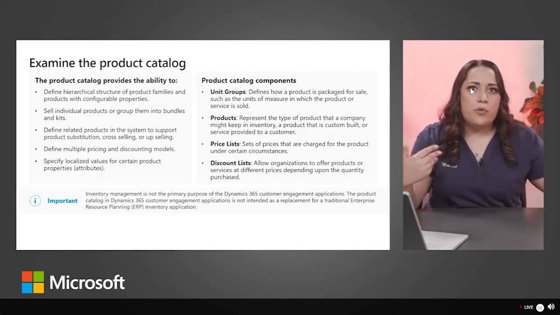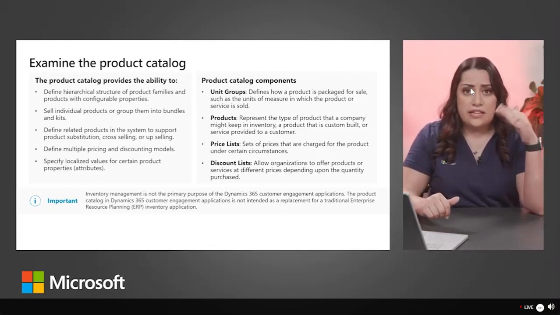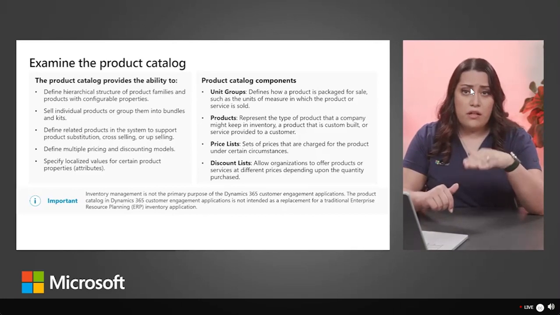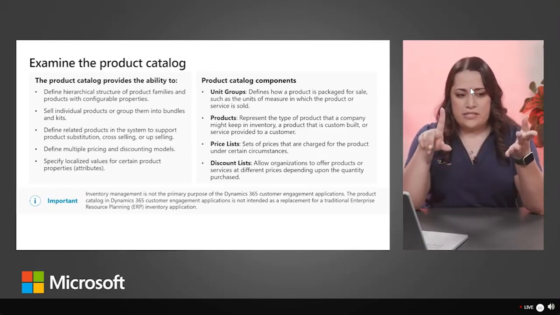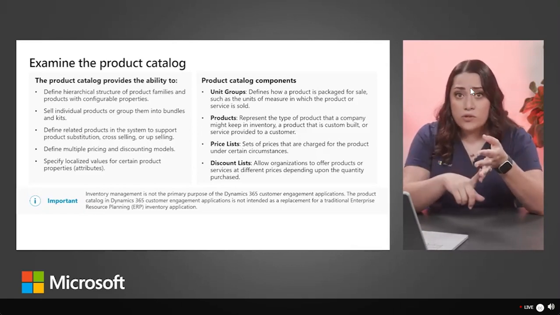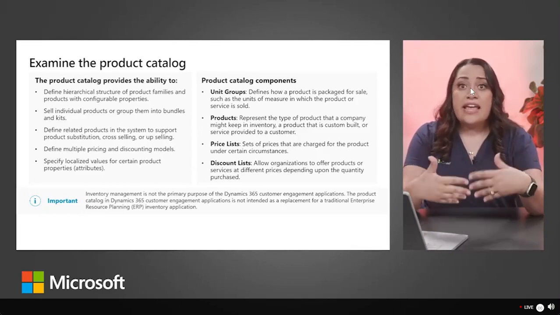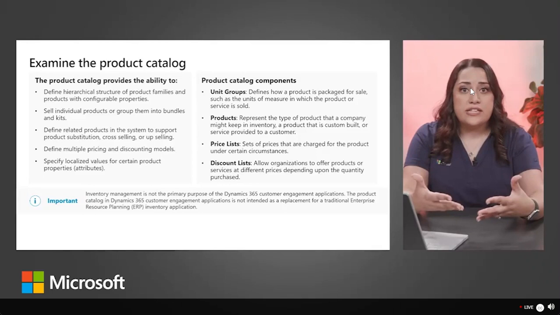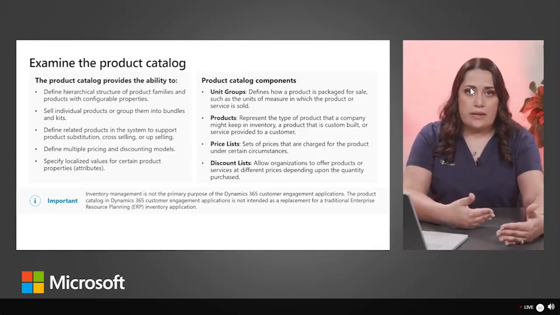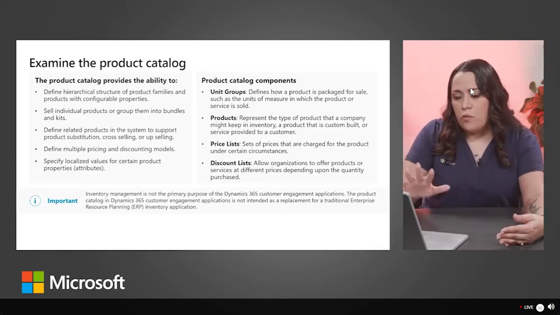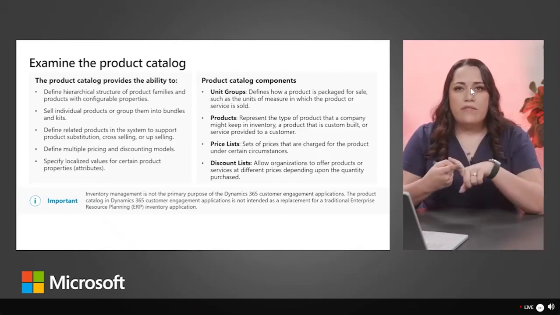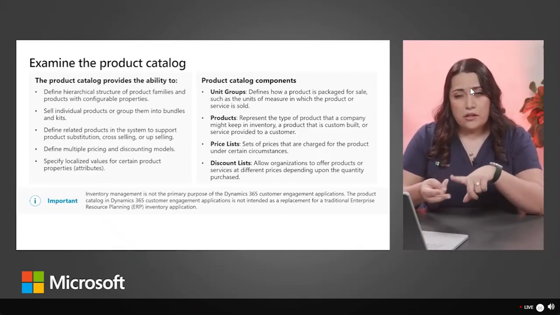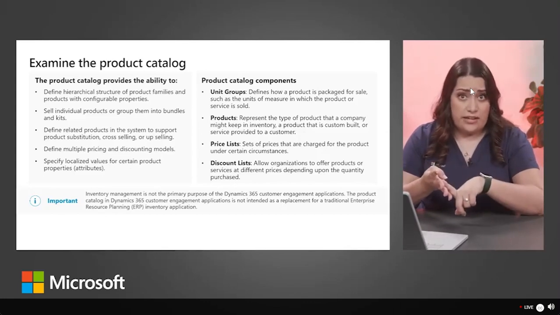Now, a typical product catalog usually includes a list of all the products that you sell, but it also has all of the different pricing options. What's the difference between retail pricing versus wholesale? And what this does, it helps your sales team understand how that product is going to be sold. And so when we're looking at the product catalog, there are 4 main categories. We have the unit groups, the products, the price lists, and the discount lists.